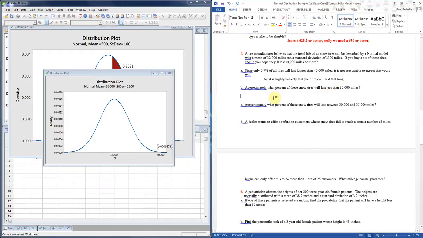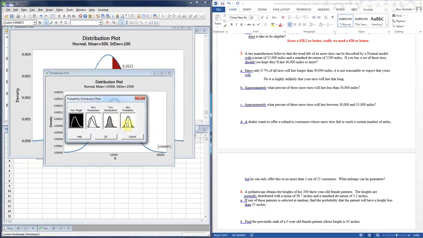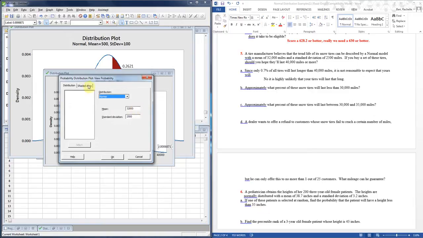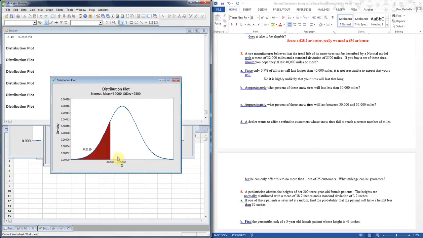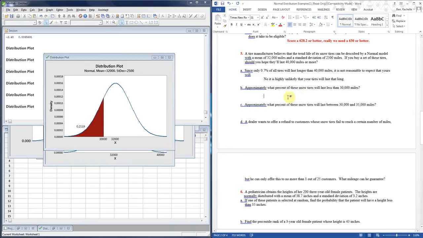Okay. So the next thing you might want to ask yourself is, how likely is it they last less than the average time? So how likely is it that you might end up paying a rebate, or you might be getting new tires because they didn't last as long as they were warrantied. So we'll go to graph, probability distribution plot, probability view, and look at doing less than 30,000 miles. And this should be quite a lot of them because that's just shy of the mean. It looks like 0.2119, or if you like the percents, 21.19%. That's not very good.